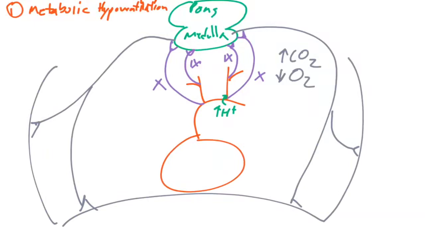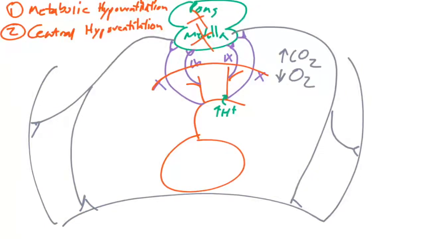The second type of hypoventilation is central hypoventilation. This means that anything within this neural circuit is damaged or dysfunctional. So for example, severing the nerves, damaging the medulla or the pons, or anything in this circuit is considered central hypoventilation. The third type of hypoventilation is peripheral hypoventilation.